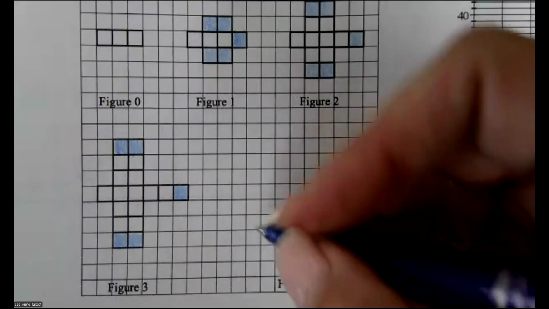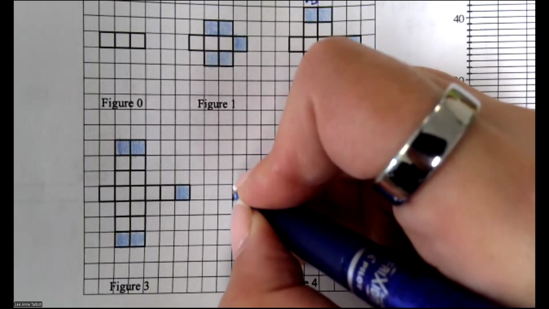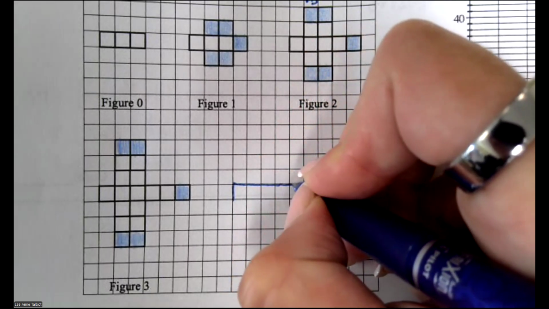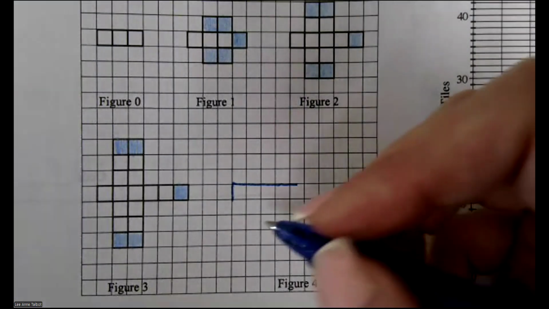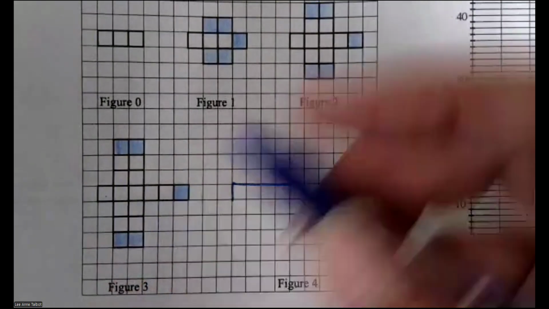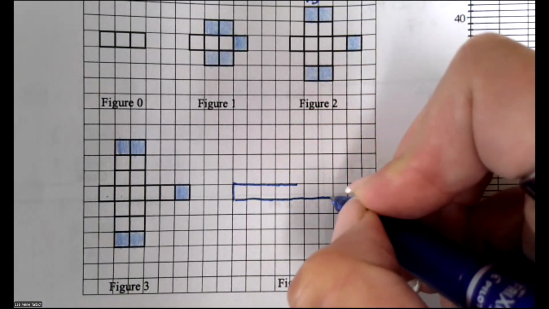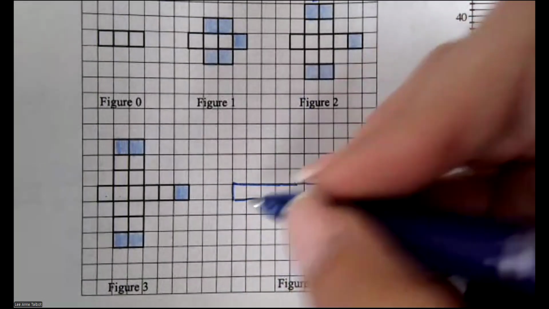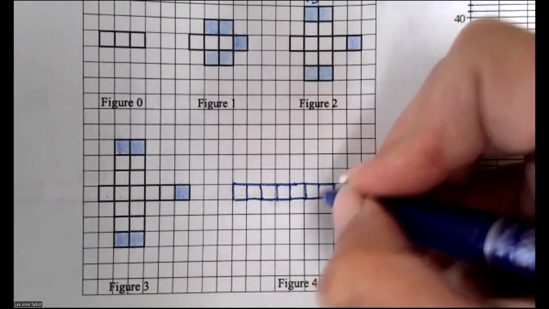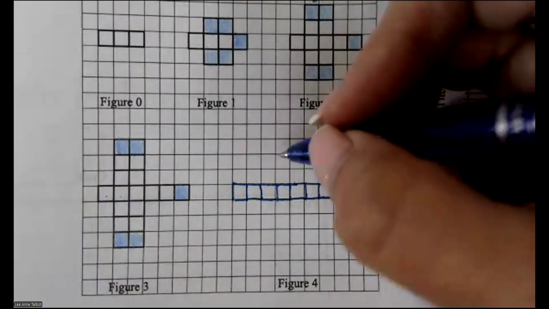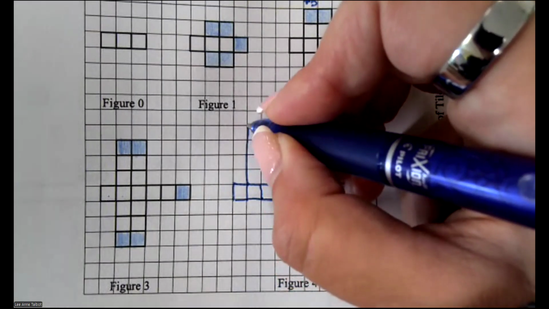And then I'm going to come along and draw figure 4. We are going to shade the new tiles. 1, 2, 3, 4, 5, 6. So it's going to have 7 across. And then 4.